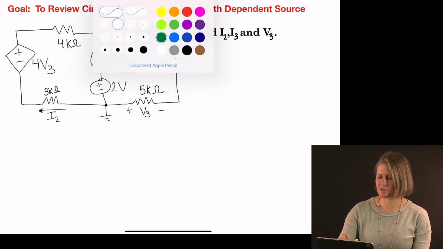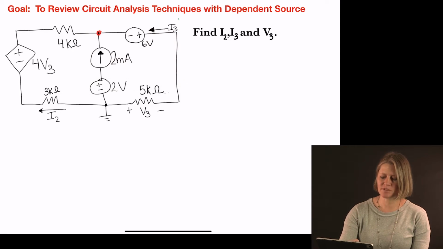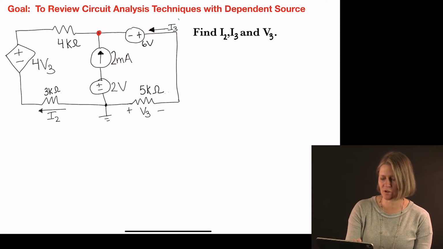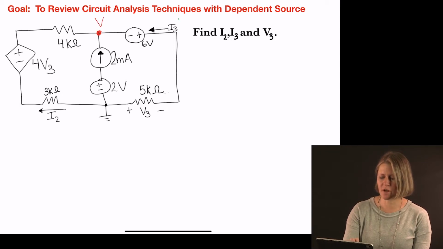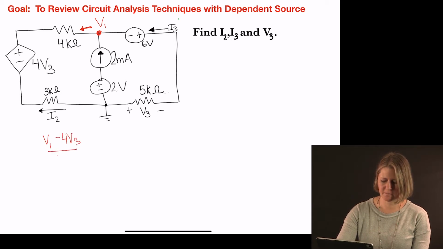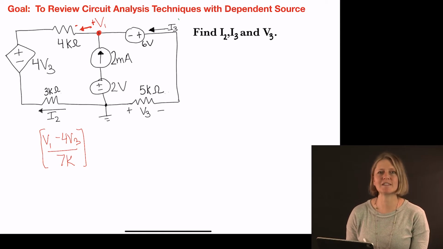Remember from node voltage analysis that we have to always define the currents going out of the node we are creating the analysis. So I am going to call this node V1, and I'm going to take the currents going out of here. So going out of here, that would be V1 minus 4V3 over 7K. Again, I always take the plus side of the current and subtract off from the minus side of it. So the first voltage will always be the one that's at the node, or is the plus on that, and then minus any of the other voltages within that next branch.